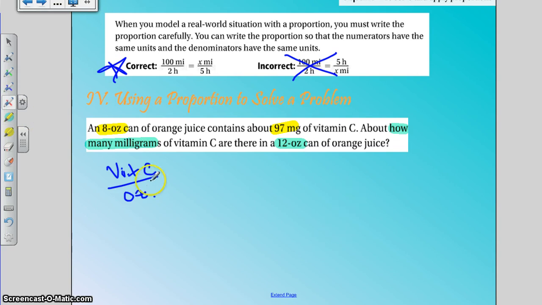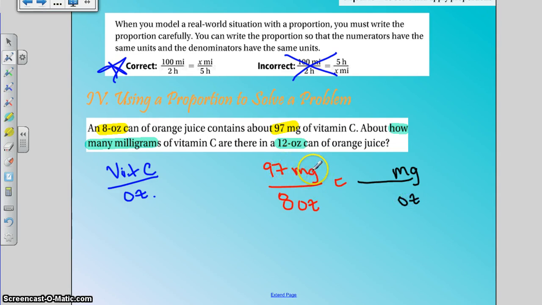So start with what we know. We decided we were going to put vitamin C over ounces. So I have 97 milligrams over my 8-ounce can. I'm going to set that equal to something, but I have to have milligrams on top and my ounces on bottom. Remember, we have to have the same on top and the same on bottom. So I am looking for a 12-ounce can. Well, there's the label, so I know that goes on bottom. Again, it says about how many milligrams, so that is my unknown quantity.